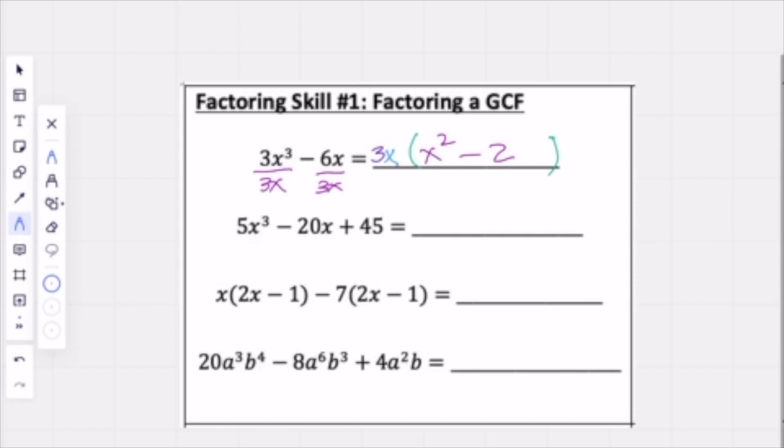Let's start by looking at the coefficients. All right, and let's think to ourselves, what would be the largest possible value that divides into all of those values, 5, -20, and 45? Hopefully you were able to identify that as 5. Now let's look at all of the variables. Oh, there isn't one here. And so a variable will not be part of our GCF because there isn't a variable in every single term. Okay, so 5 is the only thing that is our GCF in this case.